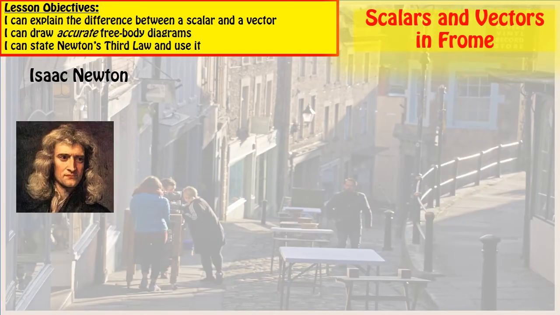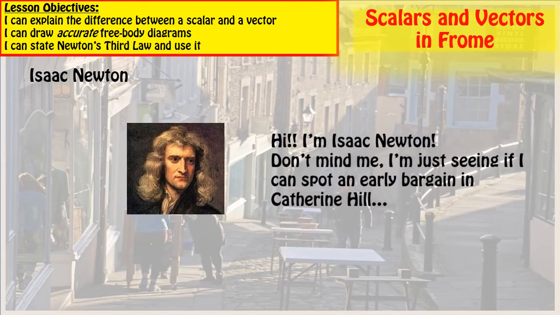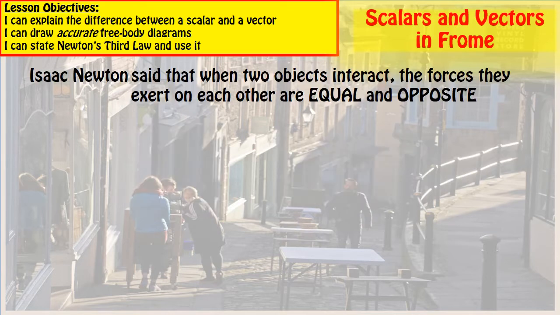So here is Isaac Newton. There he is. Of course, we don't have a real picture of him because the camera hadn't been invented. And he's looking for an early bargain in Catherine Hill. Well, if he was alive today, maybe he would.